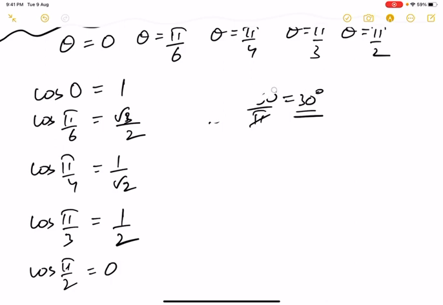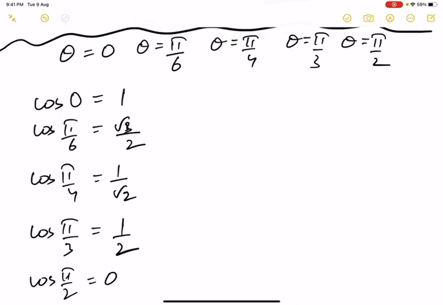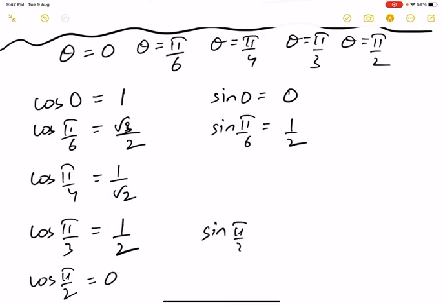So these are all cos values for the angles. For sine it will go opposite. What is sine of 0? It is 0. Sine of pi by 6 will be half, and similarly sine of pi by 3 will be root 3 by 2. Sine of pi by 2 will be 1, and for pi by 4, sine and cos take the same values. Pi by 4 is 45 degrees.